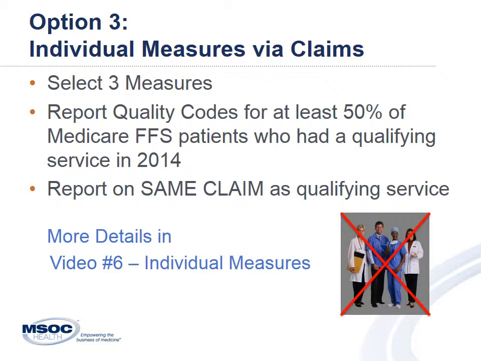If you report on 9 measures, you can also earn a bonus payment equal to 0.5% of your 2014 Medicare allowables. There are a total of 284 measures, but not all are available for claims reporting. Video 6 provides details about how to choose and report your measures.